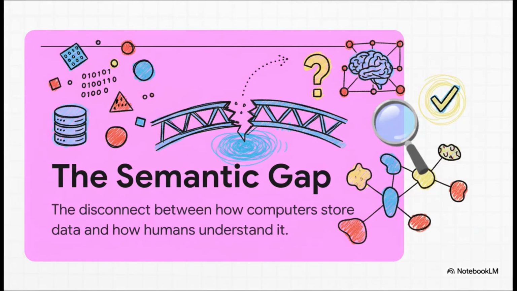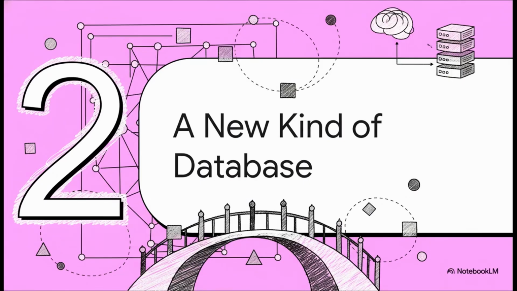So the formal name for this problem, like we said, is the semantic gap. It's this huge chasm between just storing raw data and actually having a true understanding of it. Traditional databases are amazing at finding exact matches, like find me filename.jpg, but they really fall short when you ask them to interpret meaning. So the big question is, how do we bridge that gap?